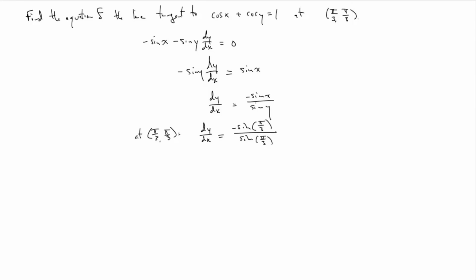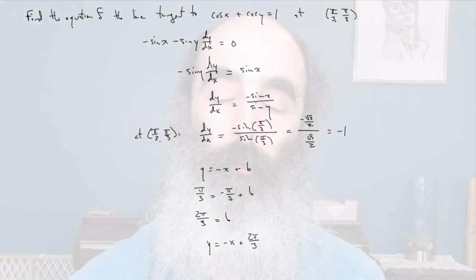And at the point pi over 3, that gives us that dy dx is the negative sine of pi over 3 divided by the sine of pi over 3, which is negative square root of 3 over 2 divided by square root of 3 over 2, or just negative 1. And so we have that the tangent line is y equals negative 1x, or just negative x plus b. And all that's left is to plug in x and y to solve for b, which yields b equal to 2 pi over 3. And so the tangent line at the point pi over 3 has the equation y equals negative x plus 2 pi over 3.